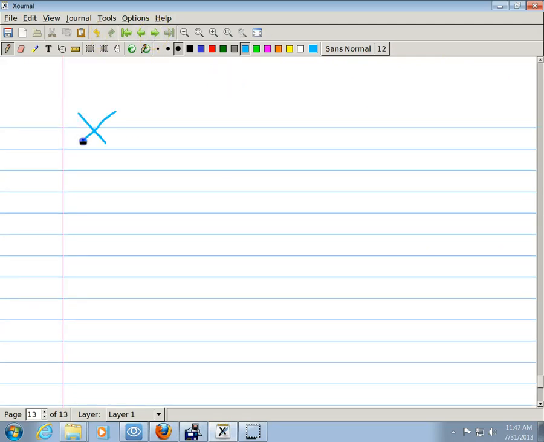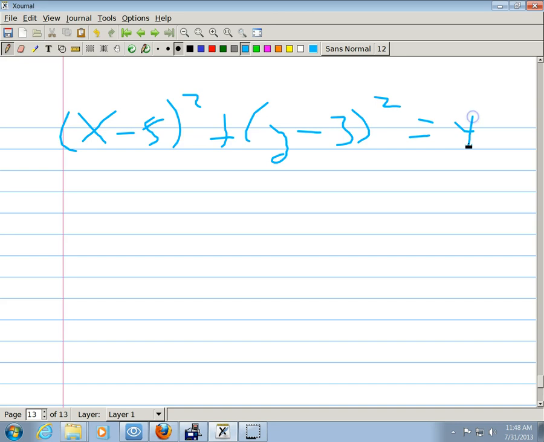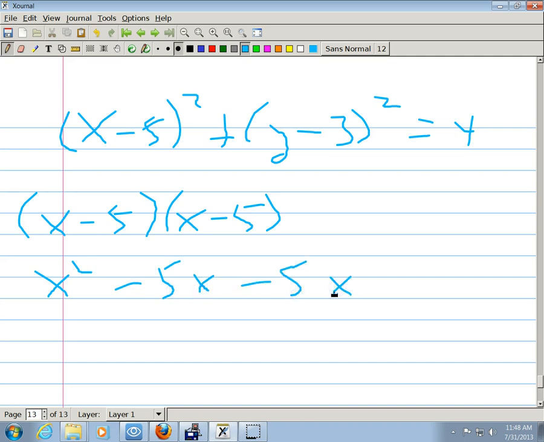So (x minus 5) squared plus (y minus 3) squared equals 4. So how do you square that out? X minus 5 squared, how do you do that? X minus 5 times x minus 5, well, you tell me. First times first, x squared. Outer times outer, negative 5x. Inner times inner, negative 5x. Last times last, 25. So you end up with x squared minus 10x plus 25.